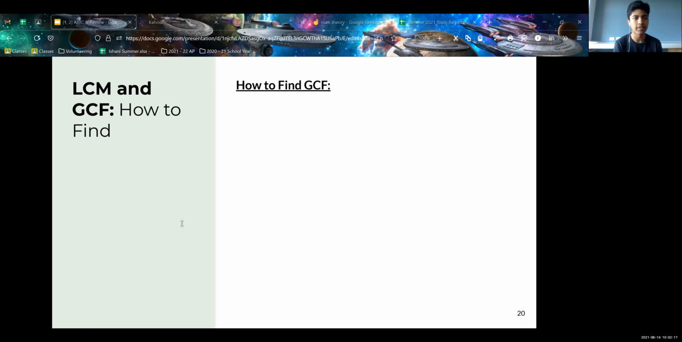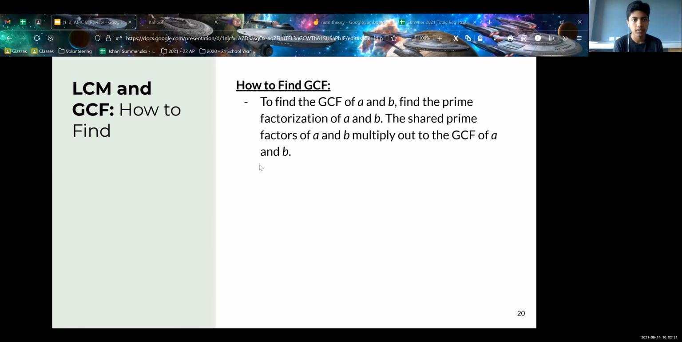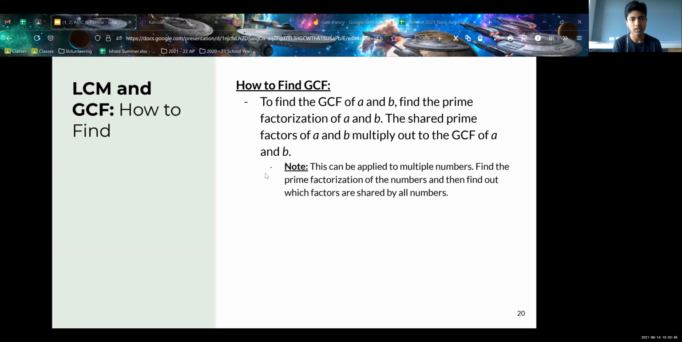So here's how to find the LCM and GCF. To find the GCF of numbers, let's say A and B, we want to find the prime factorization of both A and B. Once we find the prime factorizations, we take the shared prime factors of A and B and multiply them out to find the GCF of A and B. We're going to show you examples of this later, because reading that can be a little bit confusing.